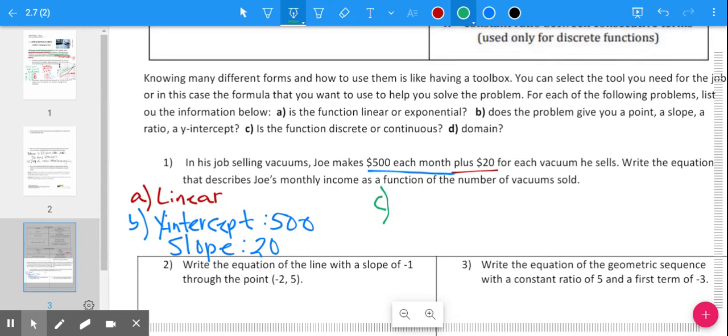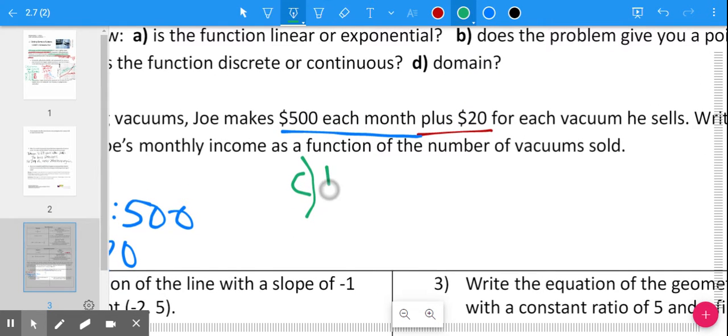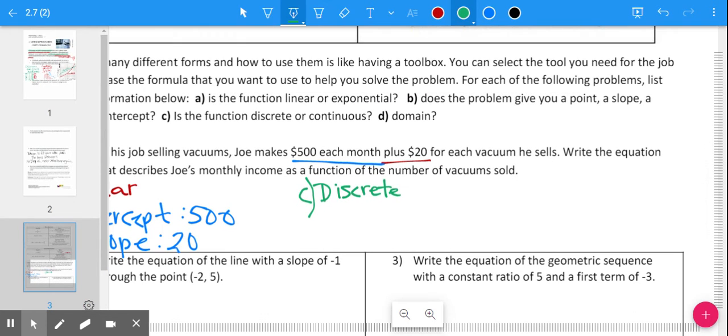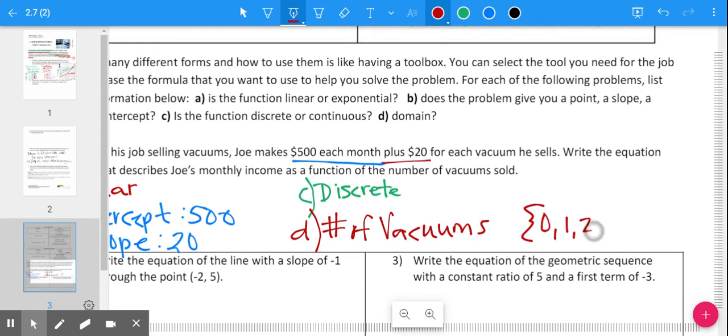So part C says, is it continuous or discrete? Because he's getting $20 per vacuum, you can't sell half of a vacuum. You can't sell 0.482 of a vacuum. So because those counting numbers work, discrete is countable. So this is discrete because you have one vacuum, two vacuums, three vacuums, four vacuums. So D, our domain, is the number of vacuums, and discrete is always done in the funky brackets. We can do 0, 1, 2, 3, 4, etc.